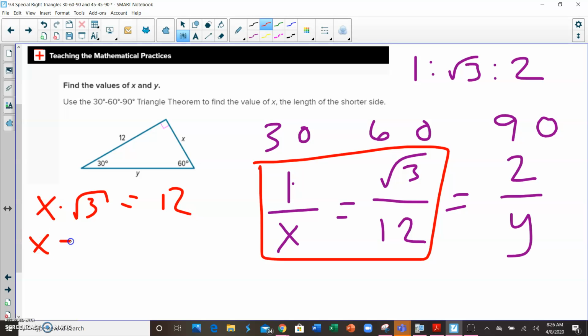So how do we find x? We divide both sides by the square root of 3. So we're going to get 12 divided by the square root of 3. And for today, we're going to round to the nearest 10th. I know your notes don't, but that's what we're going to do in Alex today.